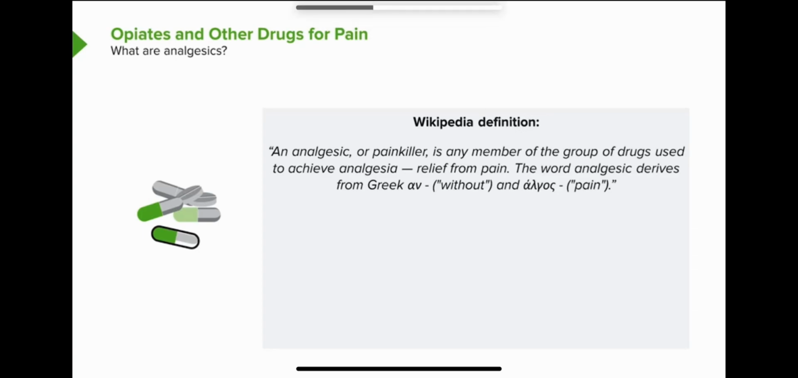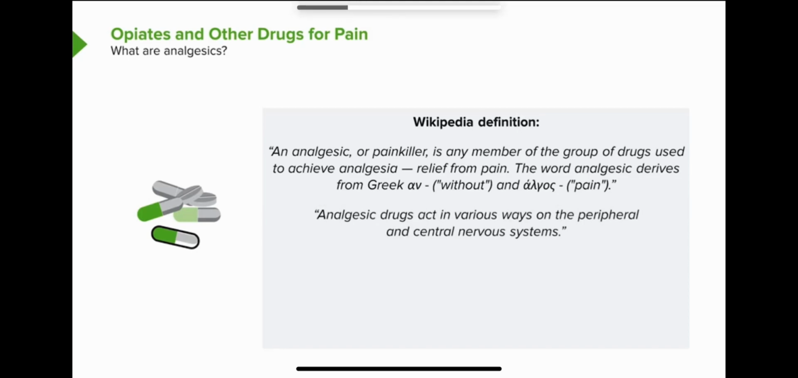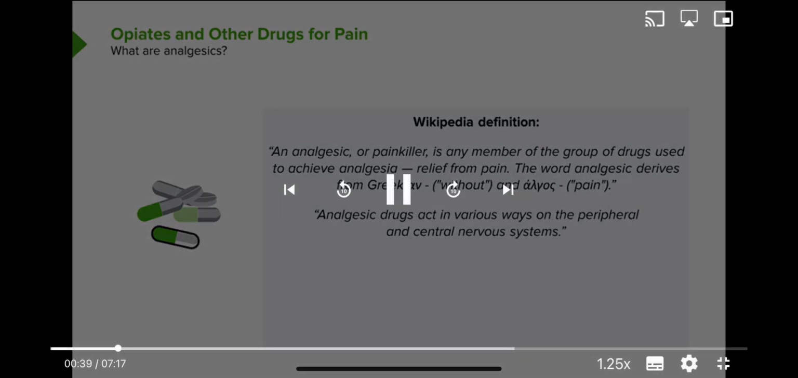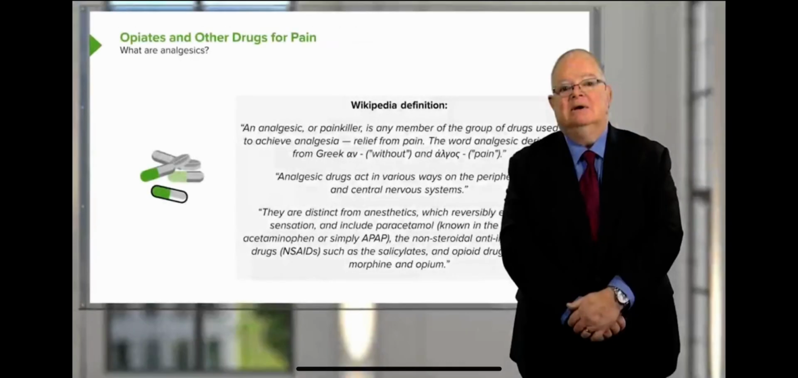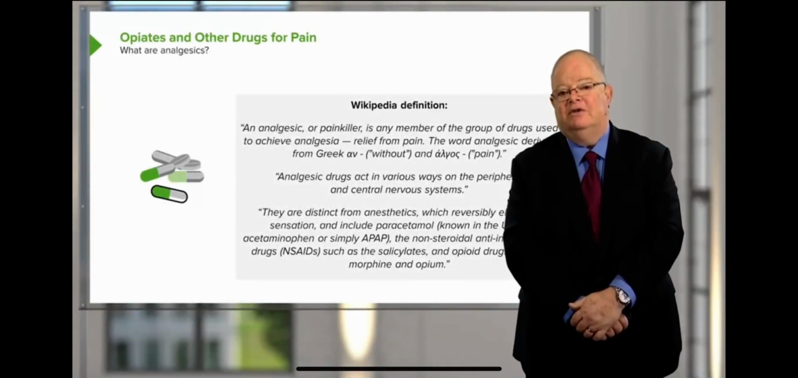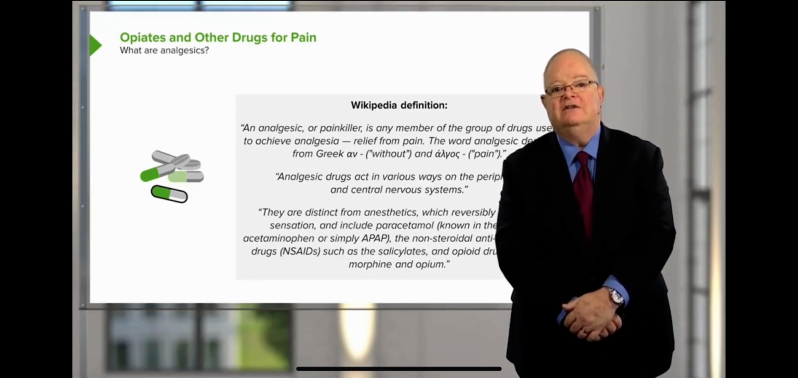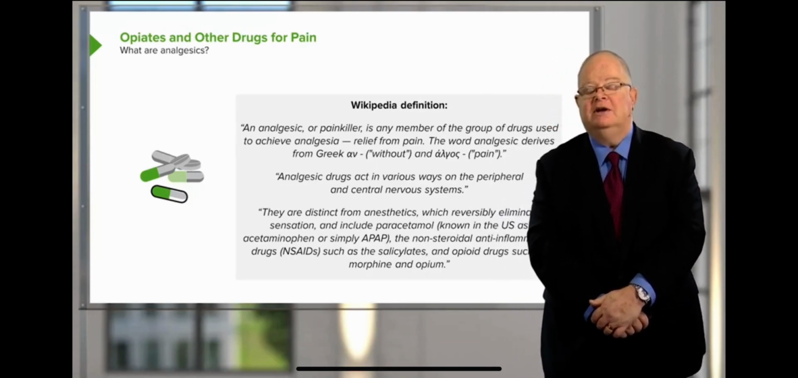Algesia was pain. Analgesic drugs act in a variety of ways on the peripheral and central nervous system. Some classes of drugs have no central effect at all. Others have little or no peripheral effect. They're distinct from anesthetics, which reversibly eliminate sensations, and they include such drugs as paracetamol, known in North America as acetaminophen, or simply as APAP, and the nonsteroidal anti-inflammatories, NSAIDs, such as salicylates, and opiate drugs such as morphine and opium.